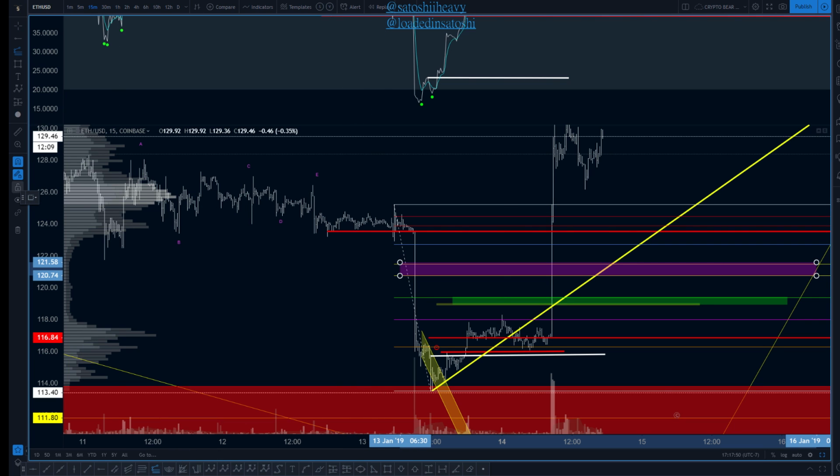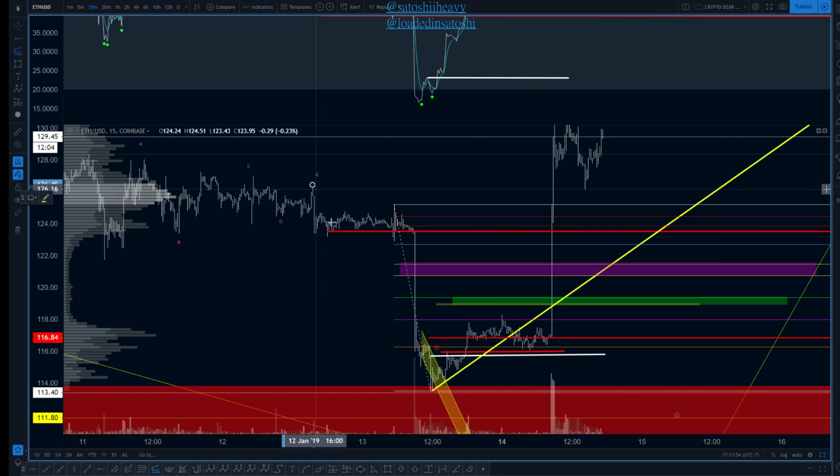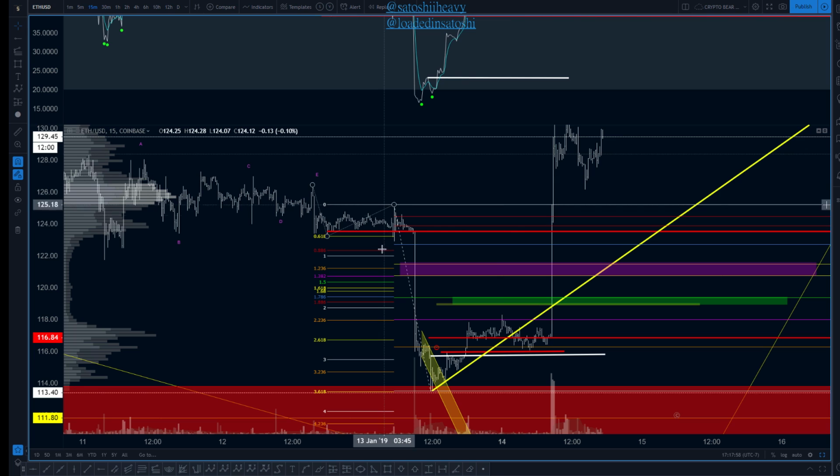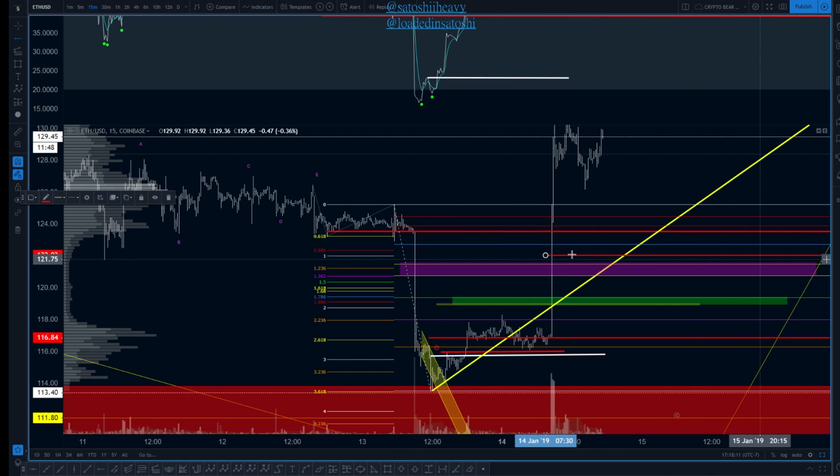Let me show you. Right here, 1.236. So I knew if price ran through that, that's extremely bullish. Two reasons. So I just had a stop buy right here, right here at 1.01, 1.21, and I feel like 92 cents is exactly the buy.